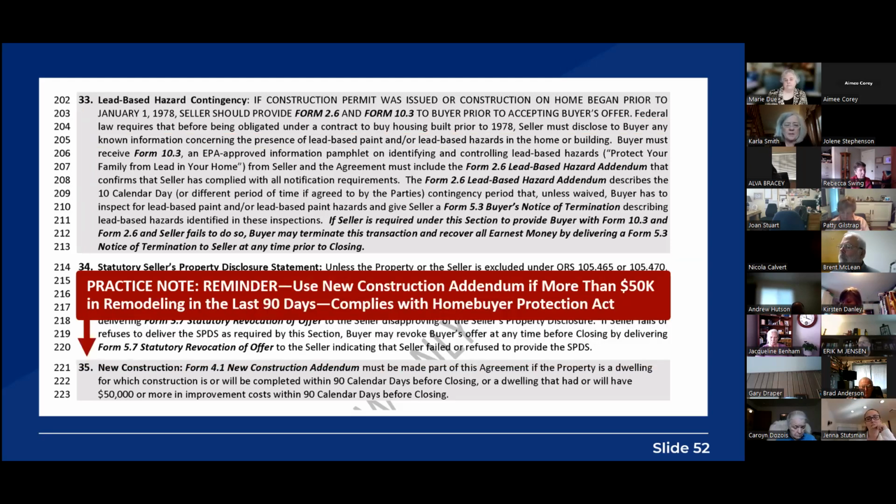New construction. Again, you're going to use the regular PSA for that form, but then again, new construction is just an addition. Obviously if it's new construction, it's brand new, they've got a building permit, it's pretty easy to figure out. The key is 50,000 or more on improvements within the 90 calendar days before closing. Sometimes you don't think about it. Well, the roof was only $15,000 and we had this done, we had that done. It's a total of 50,000. And these days with the cost of goods, you could easily make that $50,000 number. But again, 90 days is the key as well.